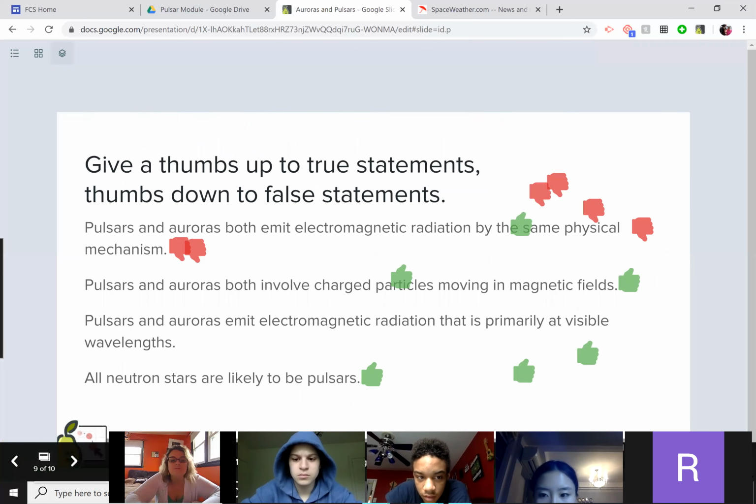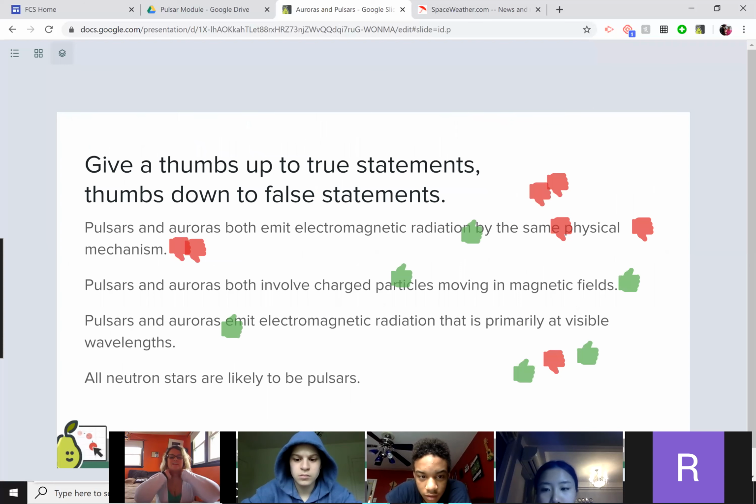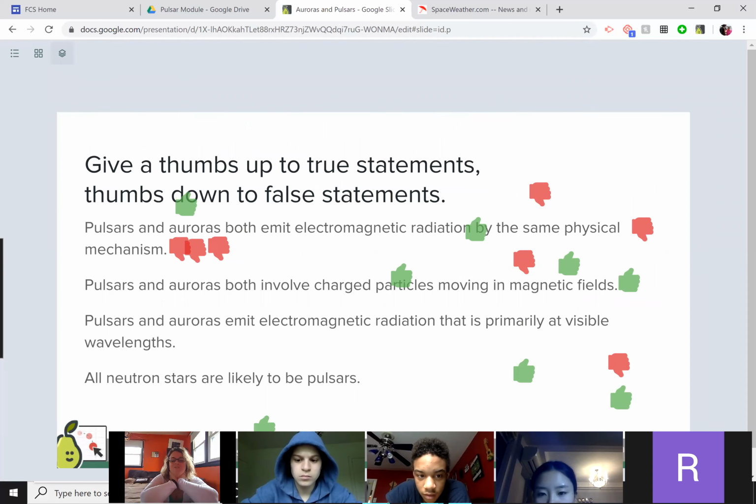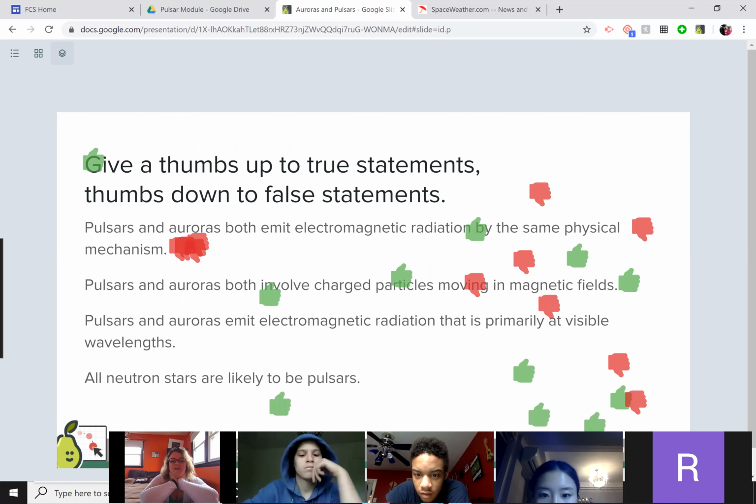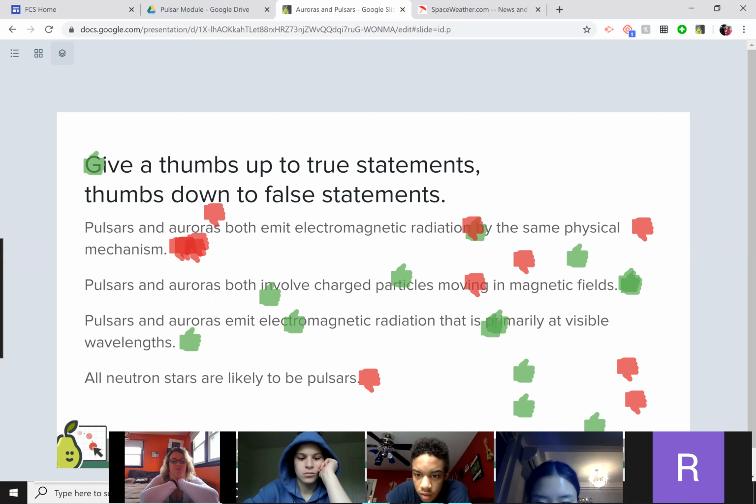Oh, here we go. Second one is: pulsars and auroras both involve charged particles moving in magnetic fields. Pulsars and auroras emit electromagnetic radiation that is primarily at visible wavelengths. All neutron stars are likely to be pulsars.